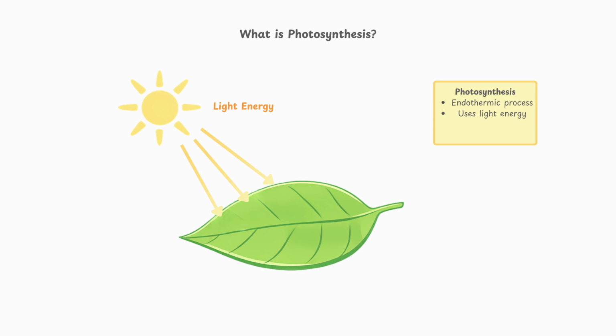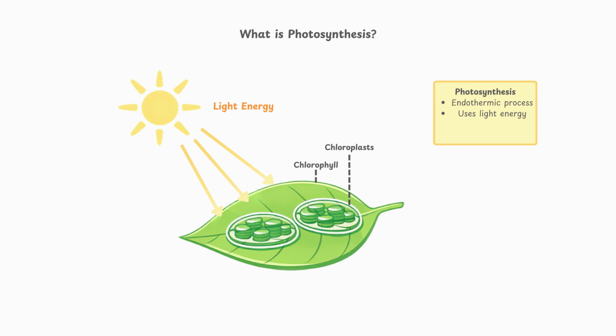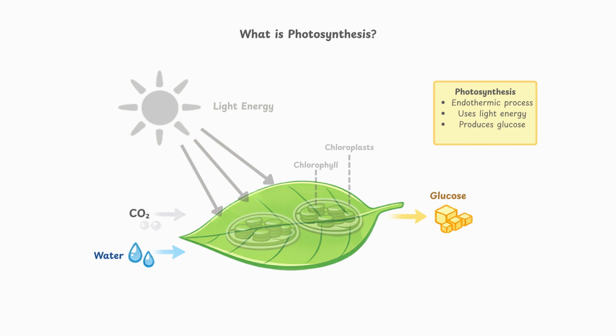Inside plant cells are structures called chloroplasts. These contain chlorophyll, a green pigment that absorbs light energy from the sun. Plants use this absorbed energy to convert carbon dioxide from the air and water from the soil into glucose, a type of sugar that acts as food for the plant. As this happens, oxygen is produced as a byproduct and released into the atmosphere. In simple terms, photosynthesis is the process by which plants use light energy to make carbohydrates from carbon dioxide and water.